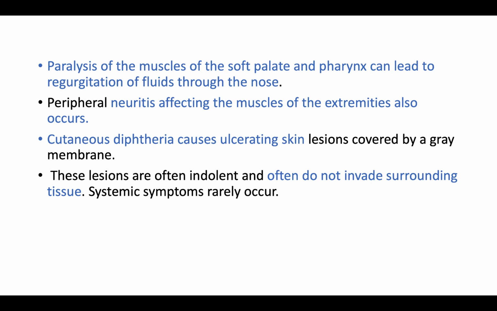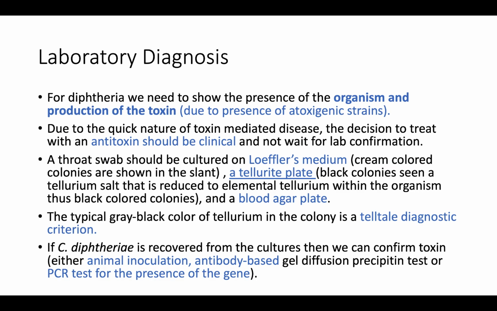Paralysis of the muscle of the soft palate and pharynx can also lead to regurgitation of fluids. So they are drinking, they can't swallow well because of this muscle paralysis. Nerves in the periphery can also be affected. Again, we mentioned how the ulcerating skin lesions may be covered by the same gray pseudomembrane. But luckily, those do not invade the surrounding tissue.